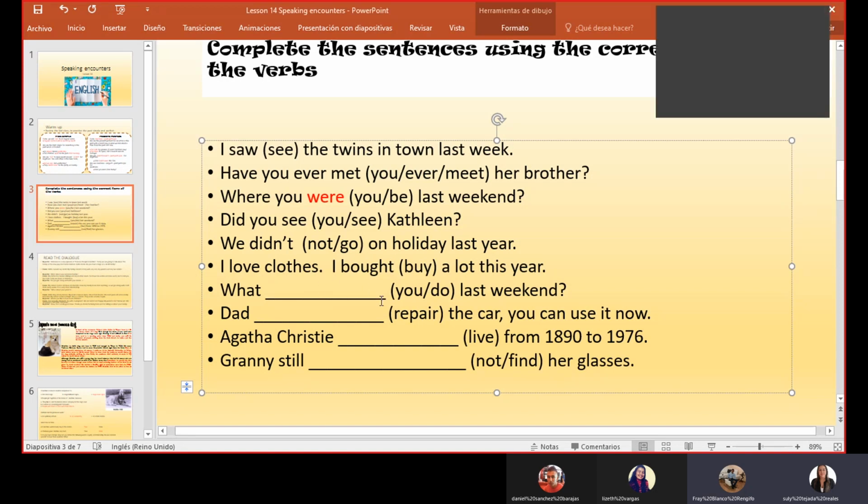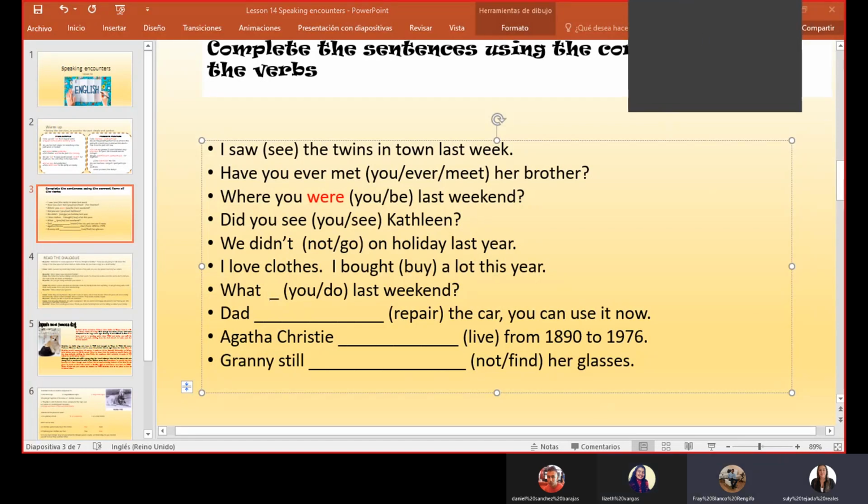Let's continue with the next. Angie, ayúdame, Angie. Teacher, no veo nada. ¿Estás compartiendo pantalla o algo? Sí, sí, estoy compartiendo pantalla. Angie, el internet es muy malo y no veo nada. Ok, cuando estén listas te las mando al chat.